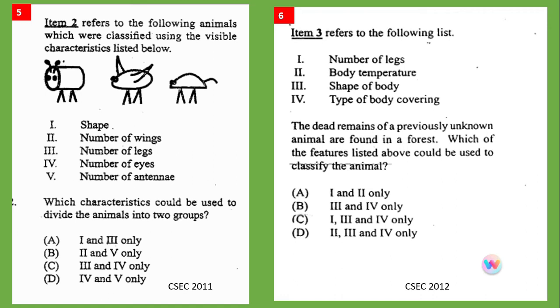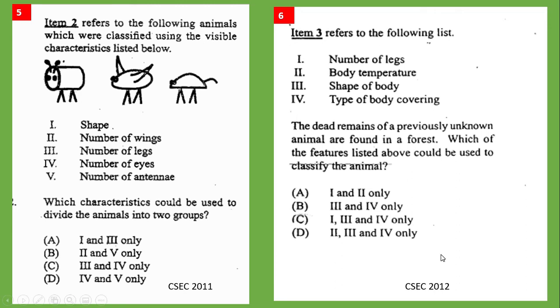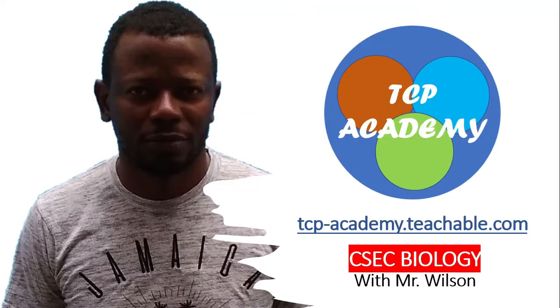Item 3 for question number 6 refers to the following list, and you're seeing there 1 to 4. The dead remains of a previously unknown animal are found in a forest. Which of the features listed above could be used to classify the animals? Again, we're using combined options A to D. You want to ensure that you are paying keen attention to this question, making sure that you're choosing the most appropriate answer there. And it's from the CSEC 2012 paper.